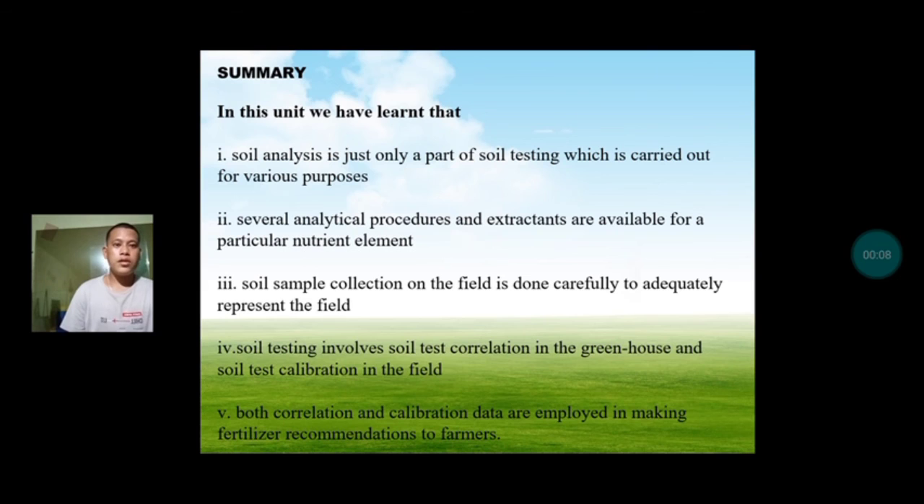Summary: in this unit, we have learned that 1. Soil analysis is only a part of soil testing, which is carried out for various purposes. 2. Several analytical procedures and instructions are available for a particular nutrient element. 3. Soil sample collection in the field is done carefully to adequately represent the field. 4. Soil testing involves soil test correlation in the greenhouse and soil test calibration in the field. 5. Both correlation and calibration data are employed in making fertilizer recommendations to farmers.